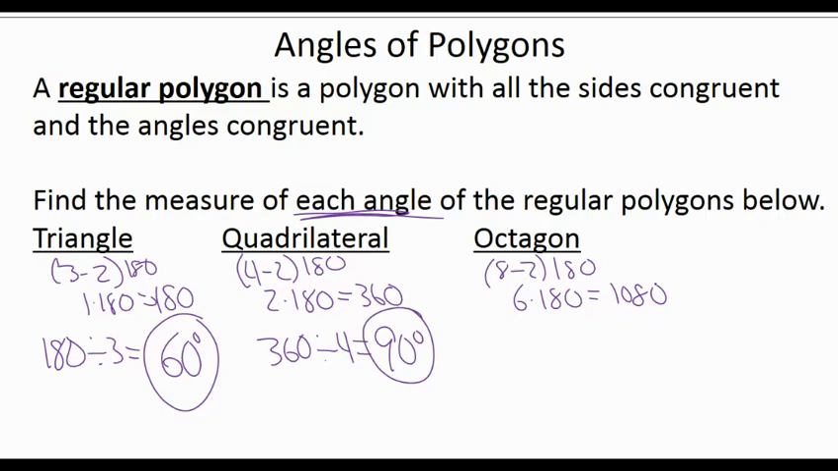So to figure out what each angle of a regular octagon is, I'm going to take the 1,080 and divide it by the eight angles. I do that, and I get 135. So each angle of a regular octagon is 135 degrees. All right.